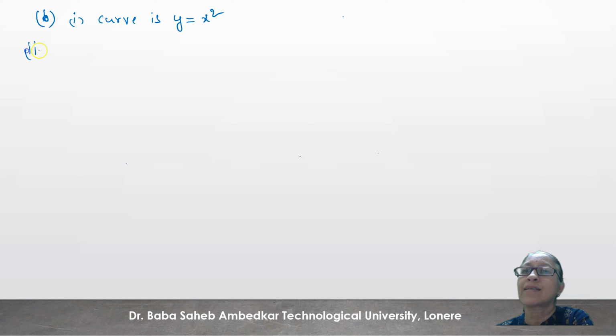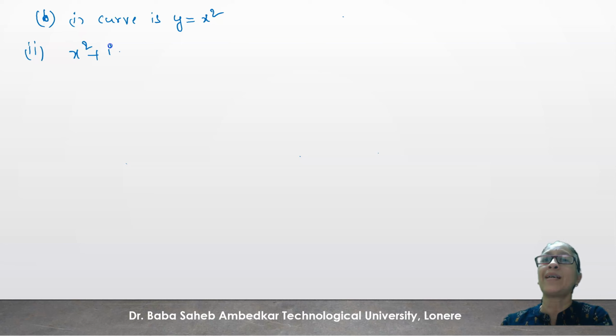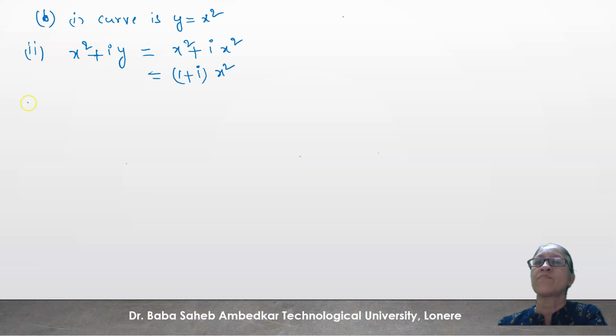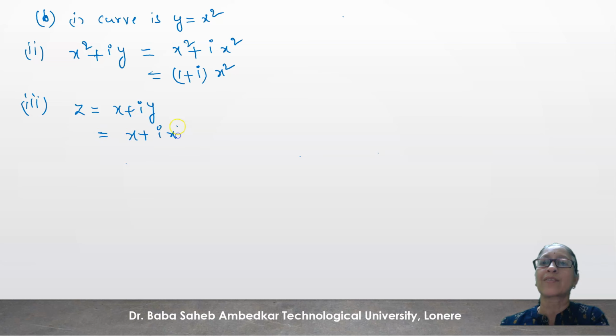Then after taking the equation of the curve, we have to convert the integrand first. So the integrand is x squared plus iy, where y equals x squared. So you can write x squared plus i into x squared, that is (1 plus i) into x squared. Now let us find z. z equals x plus iy, which is equal to x plus i into x squared.